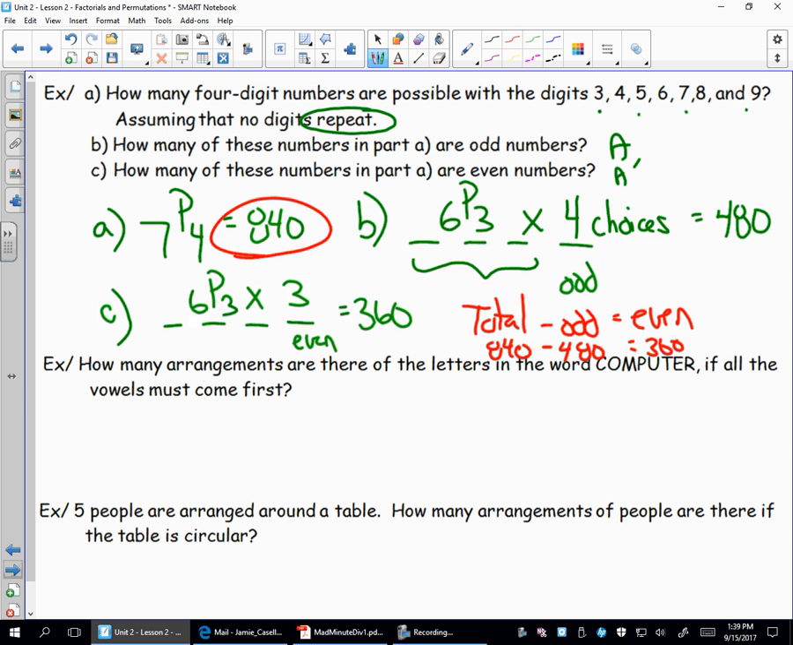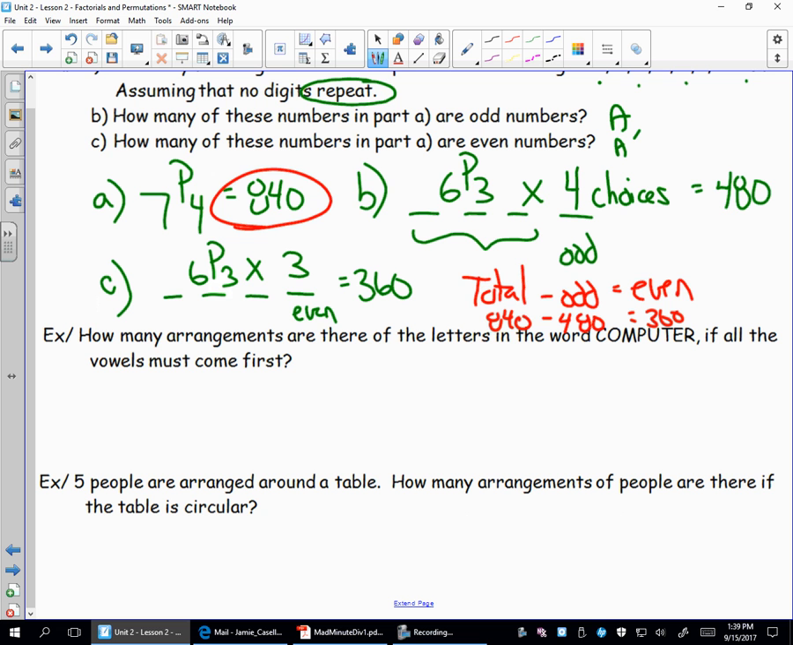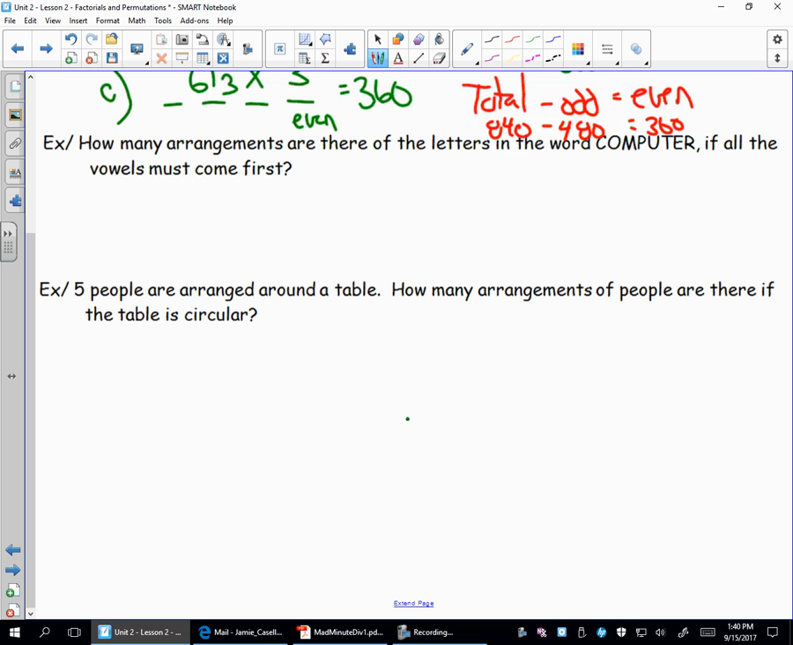And the last 2 here. How many arrangements are there of the letters in the word computer if all the vowels must come first? Okay, so we're back to using all of the letters. All of the letters means it's factorial. The only trick here is I need the vowels to come first. So you need a vowel, and a vowel. There's 3 of them. How many ways can I arrange those 3 vowels? 3 factorial. Followed by the consonants.